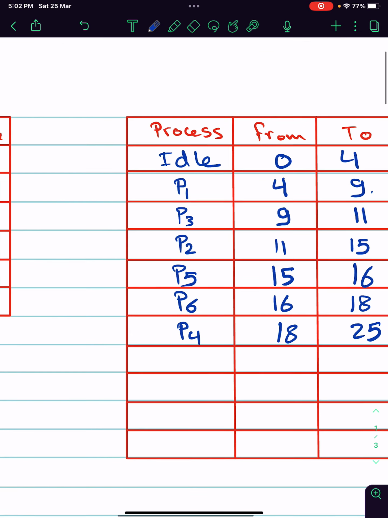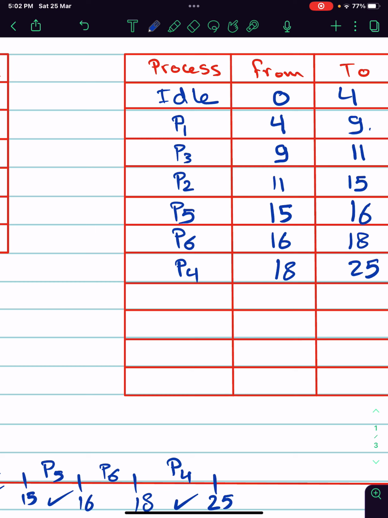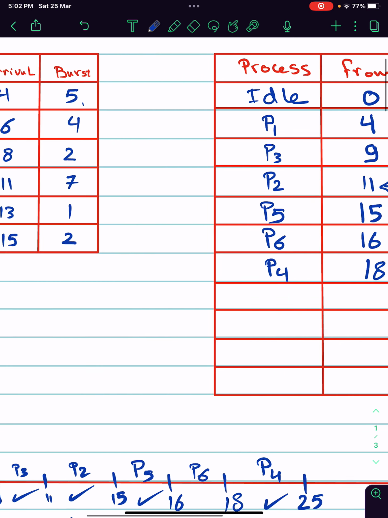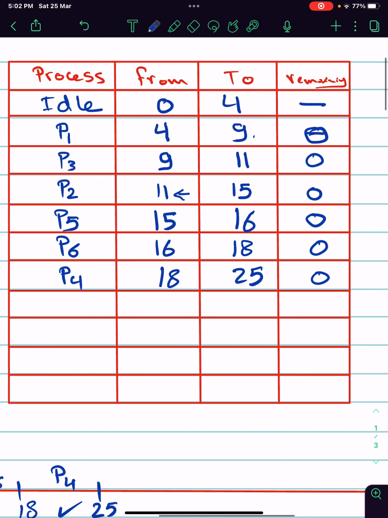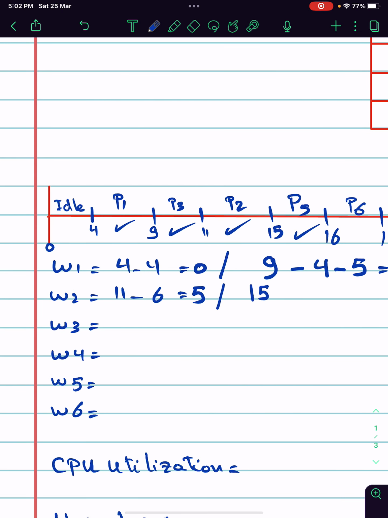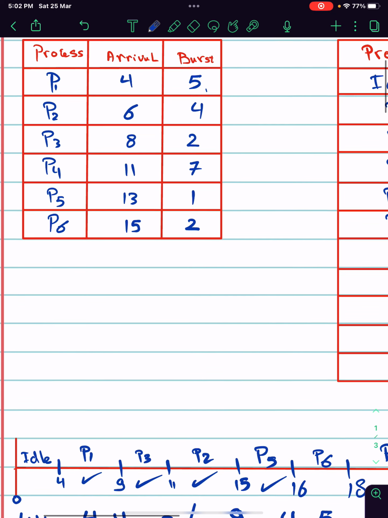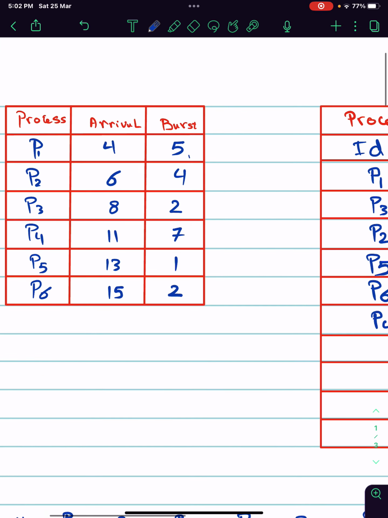P2 started at time 11, and it arrived at time 6, so this is going to be 11 minus 6, so the waiting time here is 5. If you use the other equation, it finished at time 15, as you can see here, 15 minus, it arrived at time 6, and the burst is 4, so this is also 5. Of course, it has to give you the exact same value.